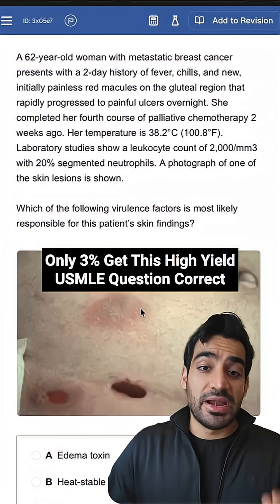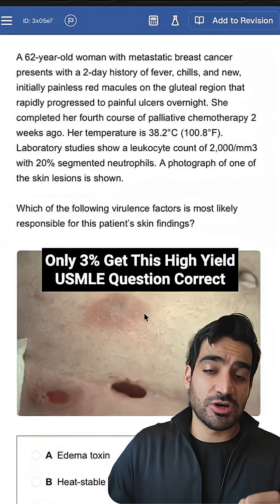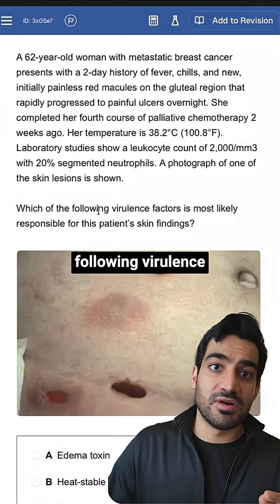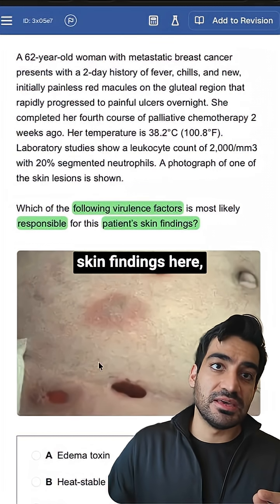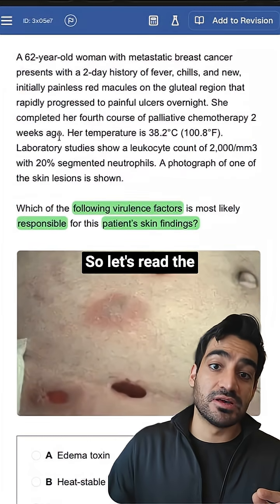Only 3% of medical students get this really high-yield USMLE question correct. Let's go through this question. Which of the following virulence factors is most likely responsible for this patient's skin findings? And you can see the skin findings here, and they've given us a bunch of toxins here. So let's read the question now.